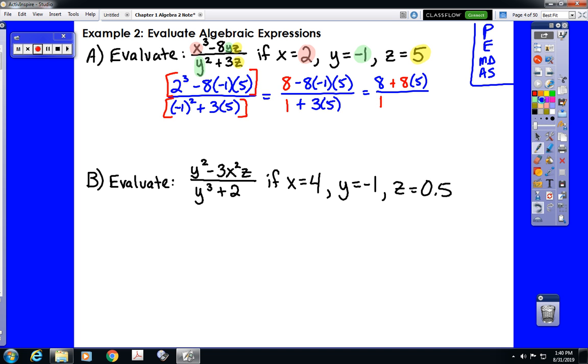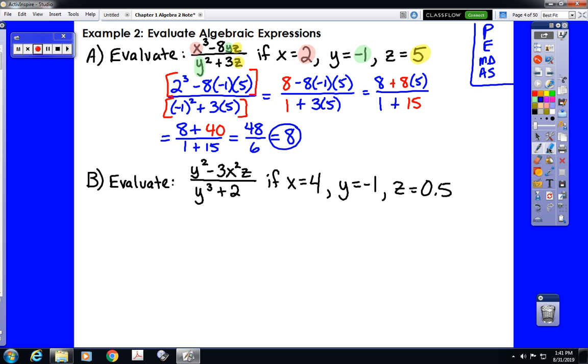So the 1 is there. I want that to be blue. 1 plus 3 times 5, which is 15. Now we have one more multiplication step to carry out. So we do 8 plus 8 times 5, which is 40, over 1 plus 15. Then we add left to right. That is 48 over 6. And then finally we divide. 48 divided by 6 is 8. So the value of that expression is 8.